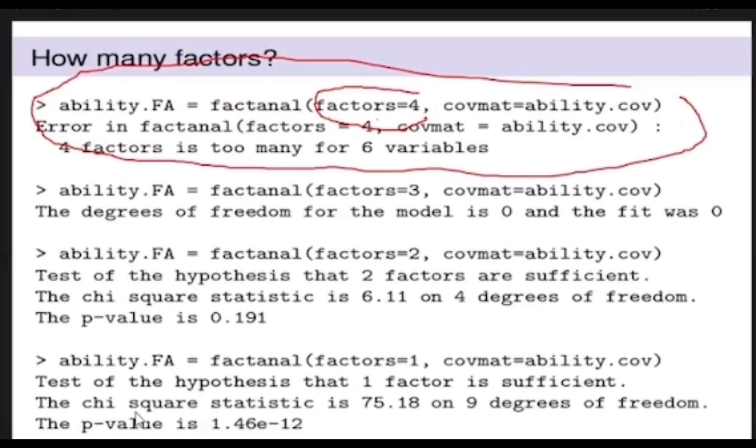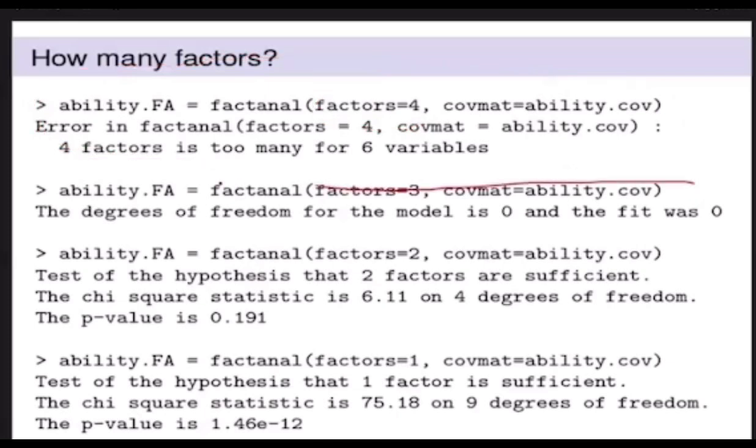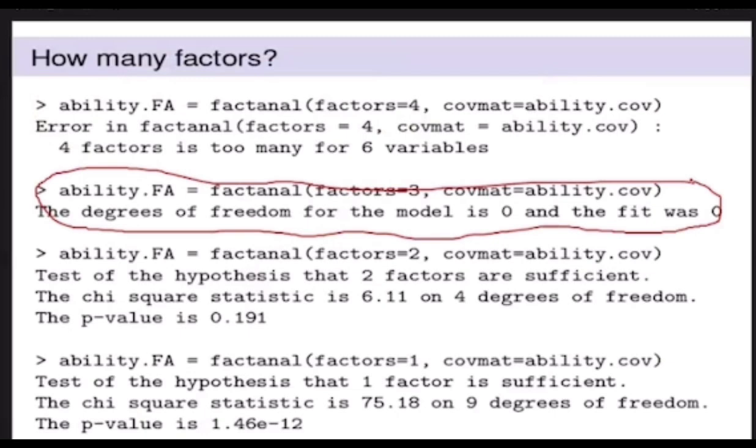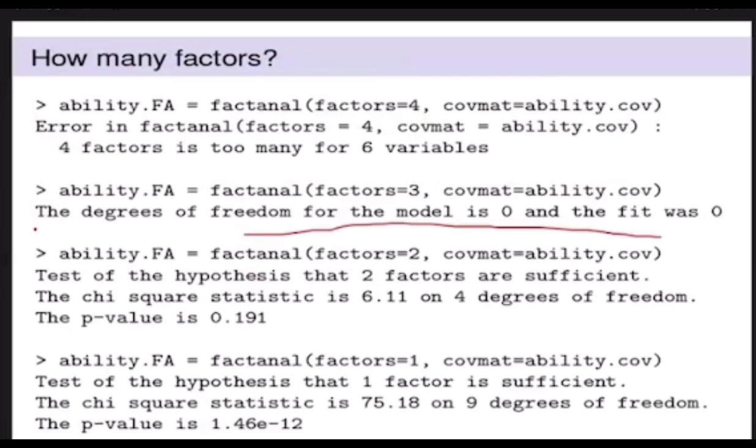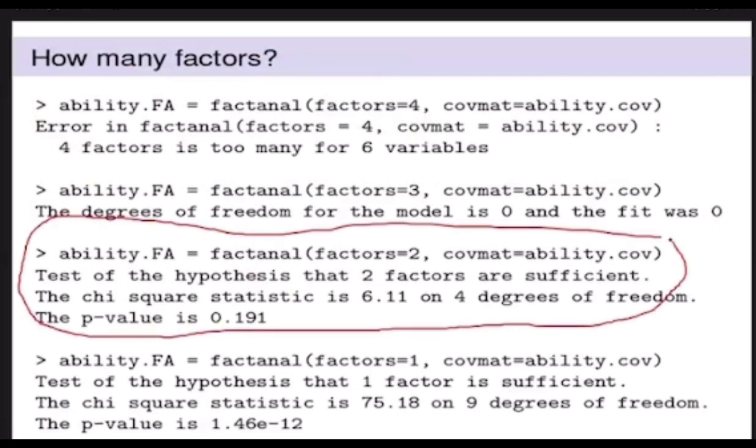Now, what if you try 3? If you try 3, you actually see now that the degrees of freedom for the model is 0. And when the degrees of freedom for the model is 0, there's no way the model is going to fit. Now I reduce that to 2. When I reduce that to 2, oh my God, I have a result right now.